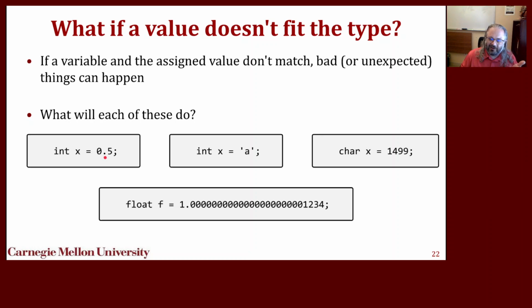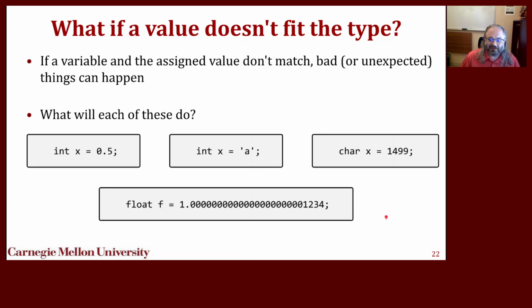The compiler has to interpret that and try and do something that makes sense. Is this going to be bad? Maybe, maybe not. It depends on what we're trying to assign to what. Another one that we could do, what if I have an integer variable x and I assign an ASCII character to it? What if I create a character value and assign a number outside of the range of a character? What is that going to do? What if I declare a floating point variable and give it a number with way too many decimal digits of precision? What is it going to do?